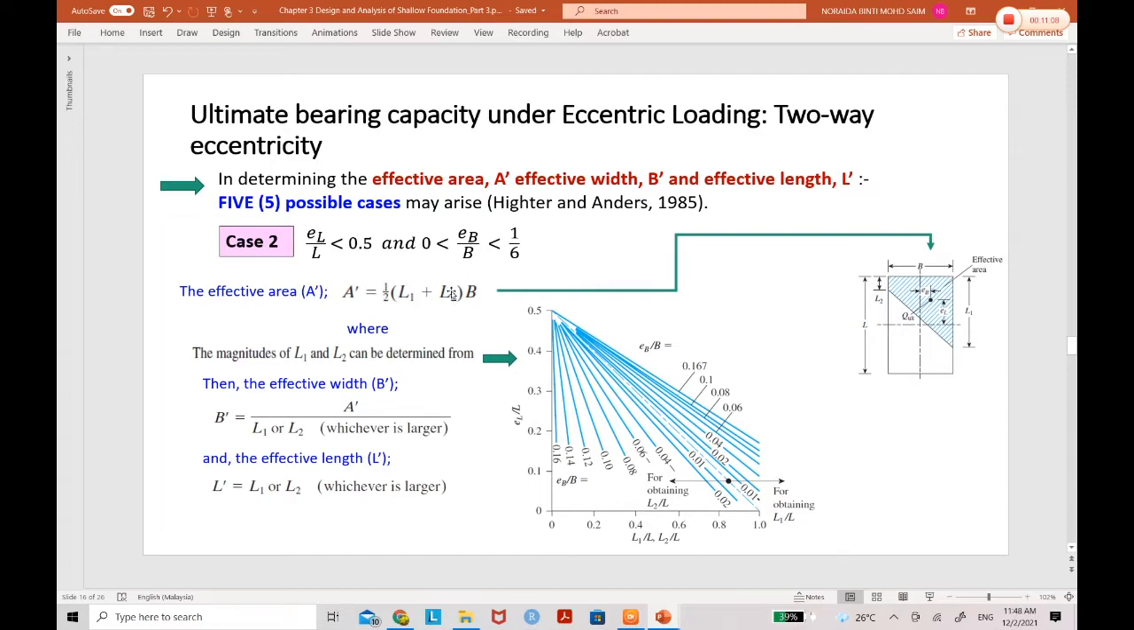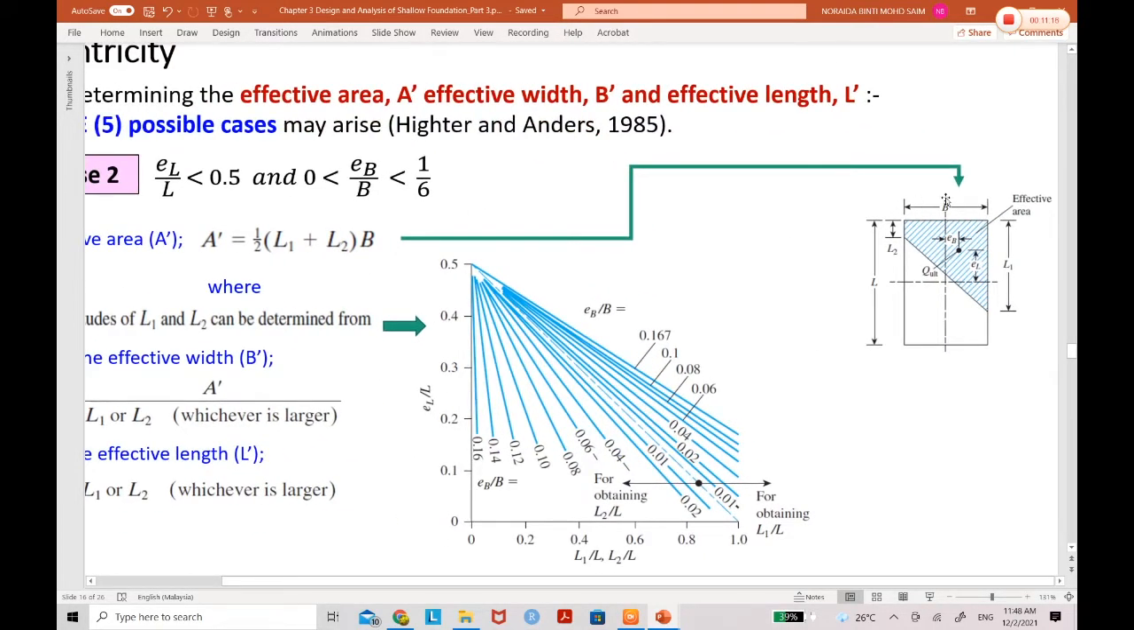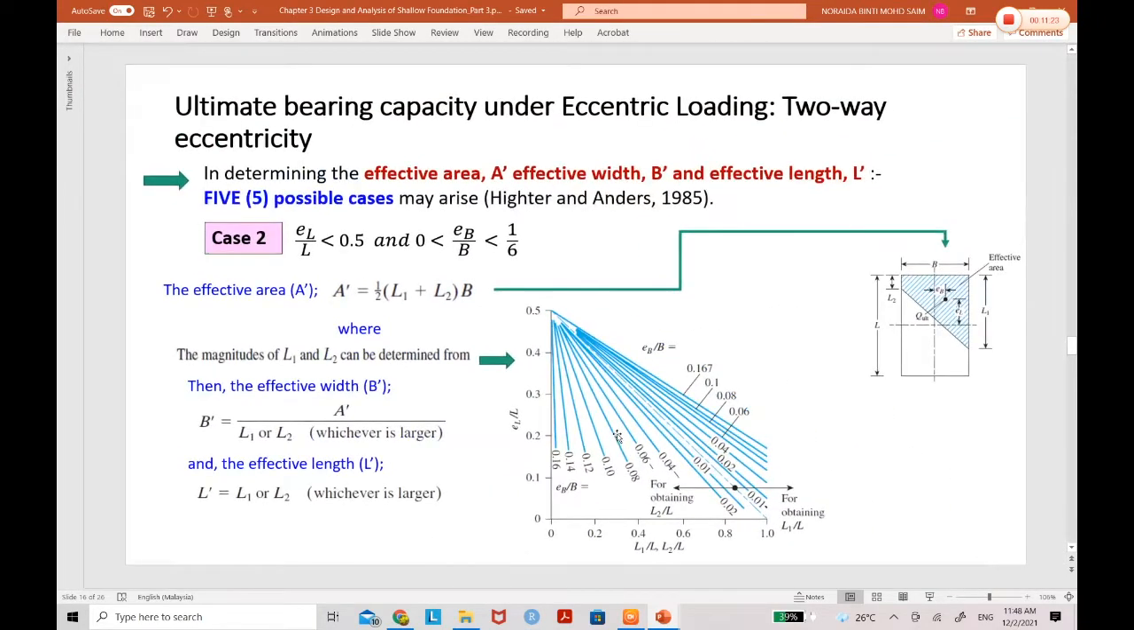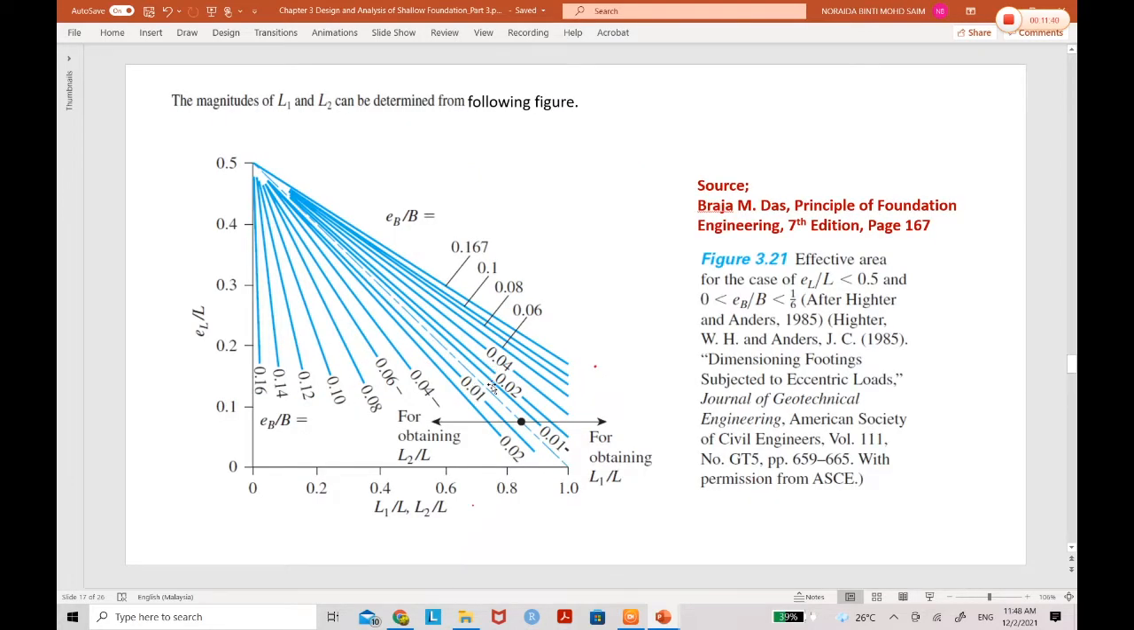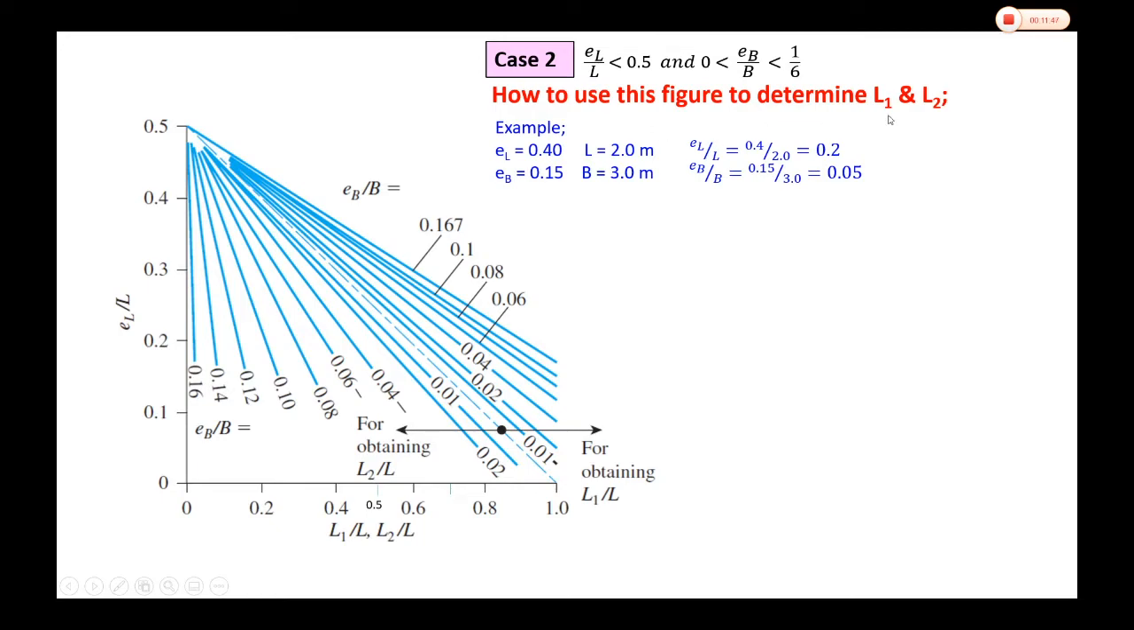So for the effective area, we need to get the L1 and the L2 first. As you can see, that is the effective area for this kind of requirement. So how to get the L1 and L2? There is a plot, a figure, by Heiter and Enders, in order to get the L1 and L2. I want to show you how to use this figure to get the L1 and L2.